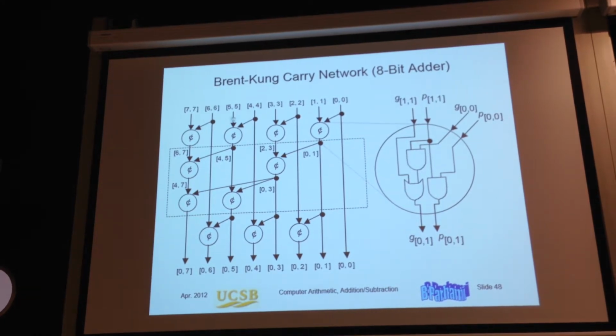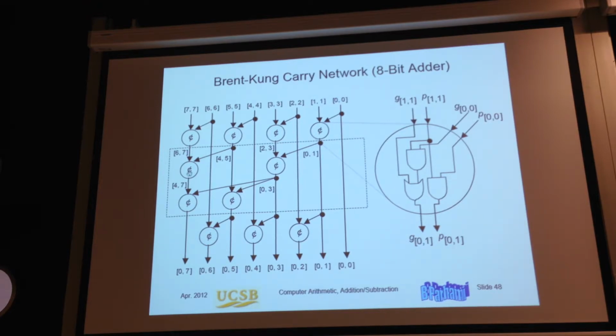Now I started with 8, now I have 4. I apply again the same trick. And then I combine those 2 and those 2. Now this will tell me about the interaction 0 to 3, and this will tell me about the interaction 4 to 7.